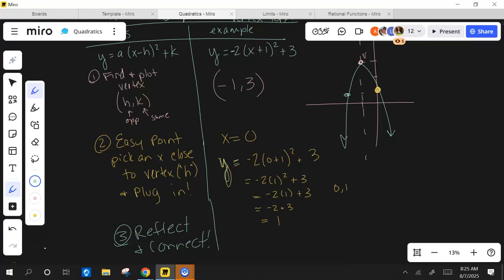What do you think about vertex form? Yeah? Good, good. A lot easier, right? Good, because I'm fixing to make it a little harder.